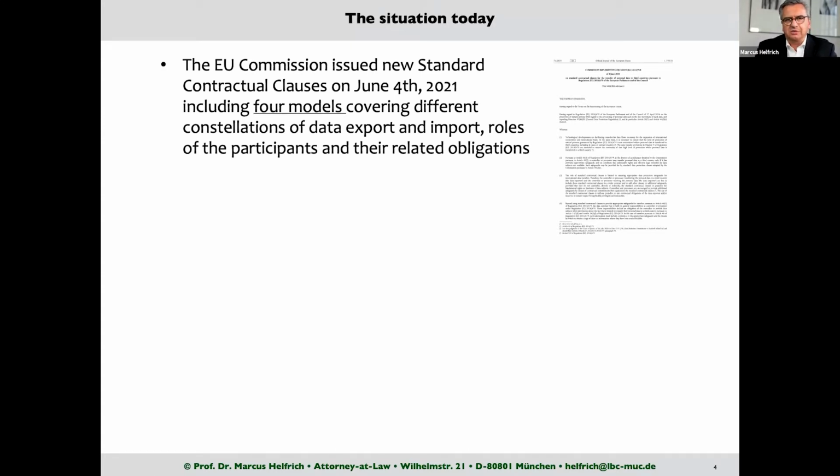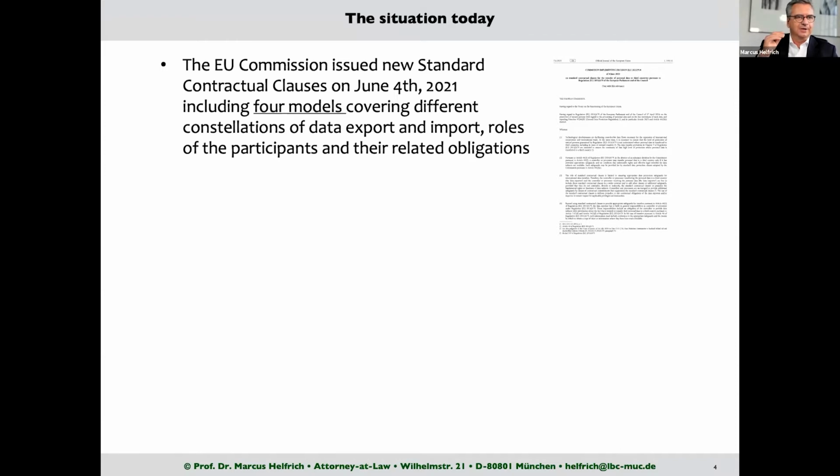In the meantime, some really important step happened, namely the EU Commission issued a new edition of standard contractual clauses on the 4th of June. We will have a more detailed insight into these standard contractual clauses this afternoon, so please forgive me if I'm just putting that in a nutshell. It covers 4 models and different constellations of data export and import, roles of the participants, and related obligations.